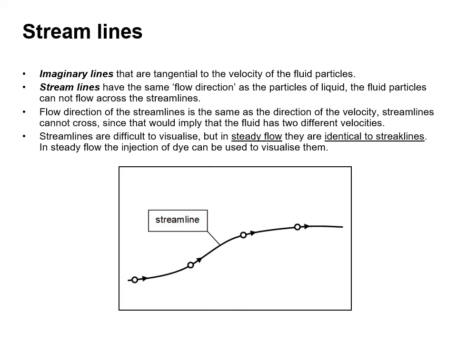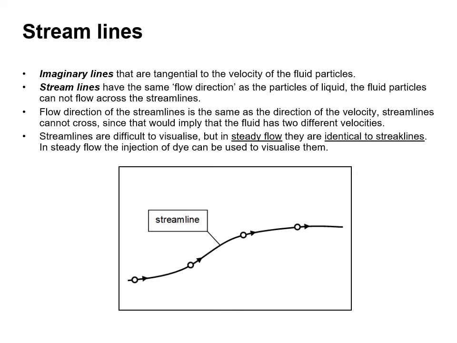Streamlines have the same flow direction as the particles of liquid. The fluid particles cannot flow across the streamlines. Flow direction of the streamlines is the same as the direction of the velocity. Streamlines cannot cross since that would imply that the fluid has two different velocities.